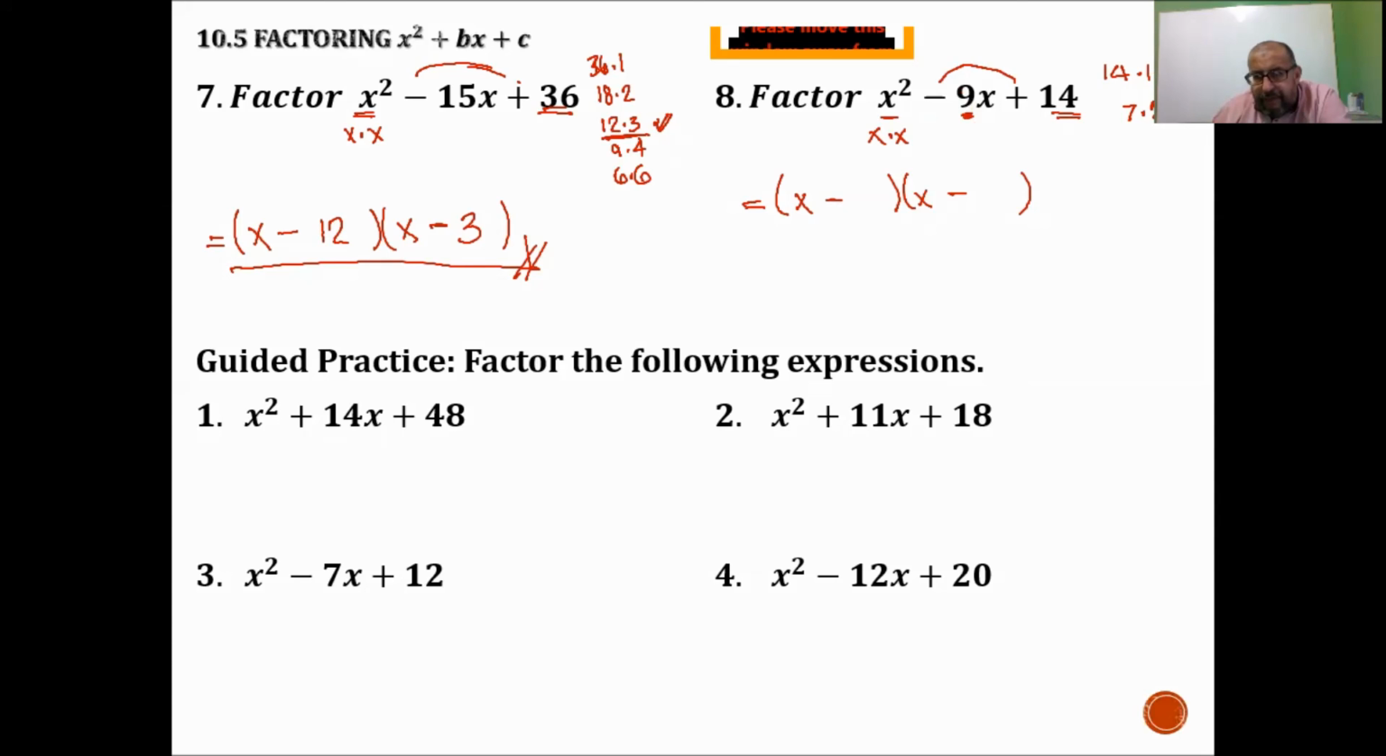14 plus 1 will be 15. 7 plus 2 will be 9. So this one is the one that I really need. So 7 and 2. Okay, so here we have the problem solved.